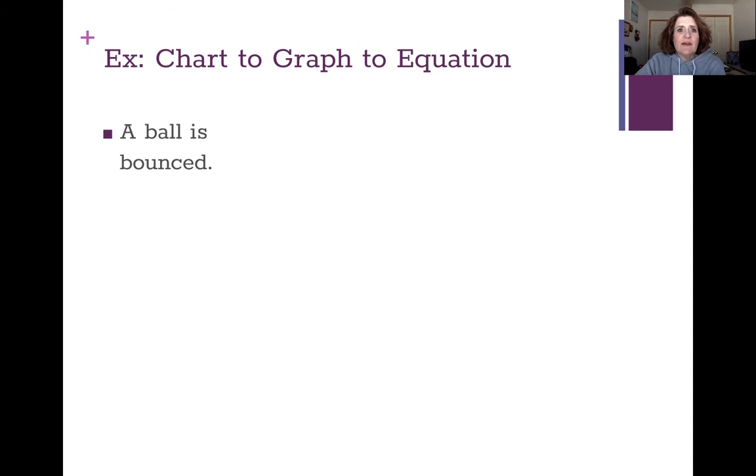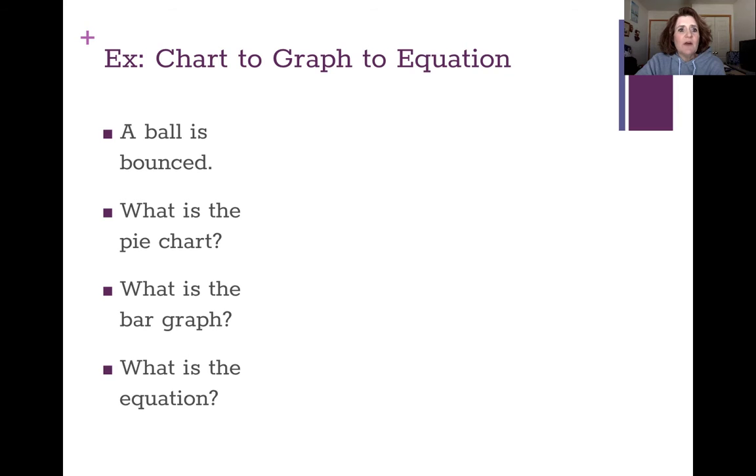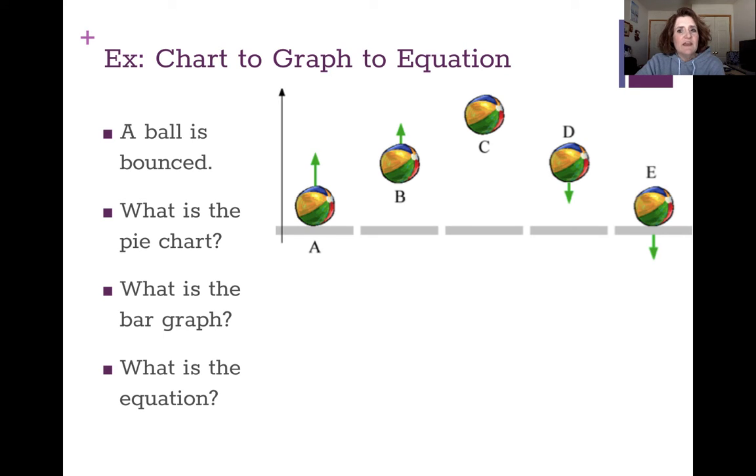From a chart to a graph to an equation. If a ball is bounced, what would its pie chart look like, bar graph, and equation? So this is the situation we have. The ball has been bounced. At position A, it's on its way up. Position B is halfway up, C is at its highest point, D is halfway down, and E is right there before it hits the ground.